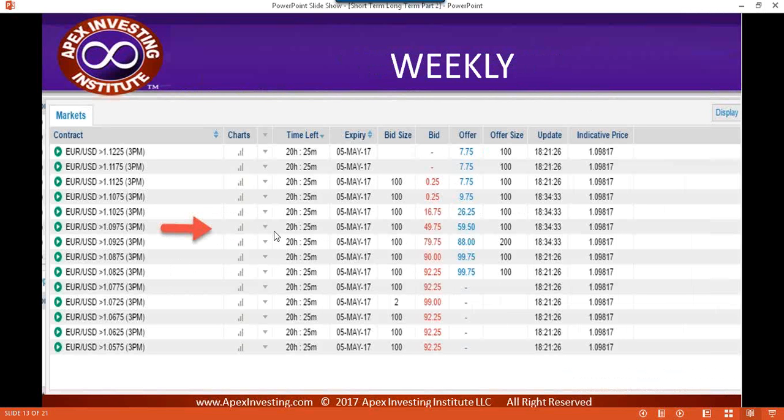The weeklies expire Friday at 3. So at this current time, there was 20 hours and 25 minutes to expiration, okay? So this screenshot was on a Thursday for Friday expiration. Keep in mind, these strikes were available earlier in the week as well. So look at this strike right here, 1.0975. All right, we've got 20 hours to expiration. I can buy it for $59.50, or I can sell it for $49.75.